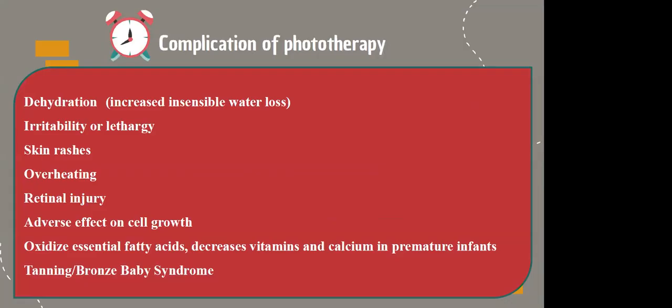These are the complications of phototherapy, which is dehydration because of the insensible water loss. The baby could be irritable or lethargic, have skin rashes, overheating, retinal injury due to the exposure of UV light to the eye, adverse effect on cell growth, oxidized essential fatty acids, decreased vitamins and calcium in the premature infant, and also development of tanning or bronze baby syndrome.